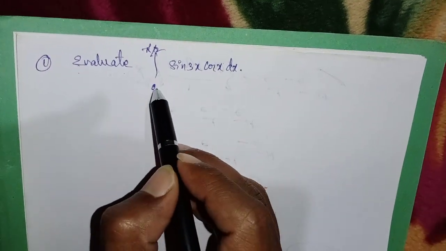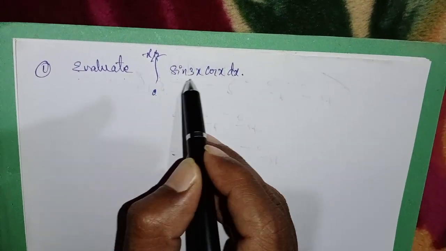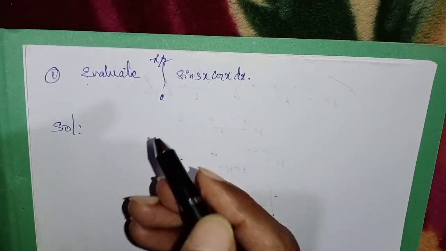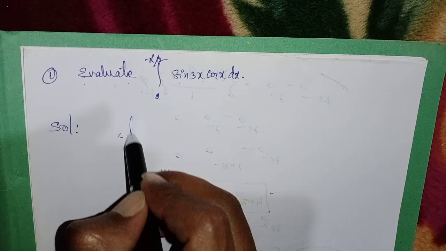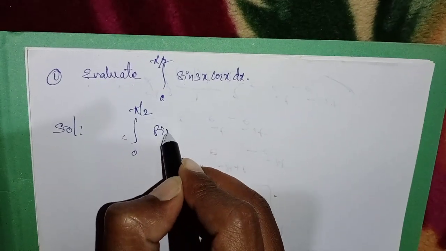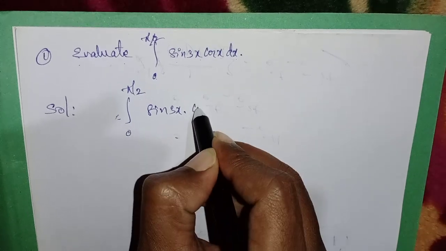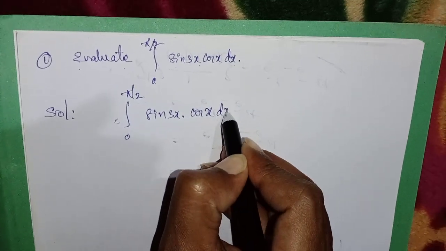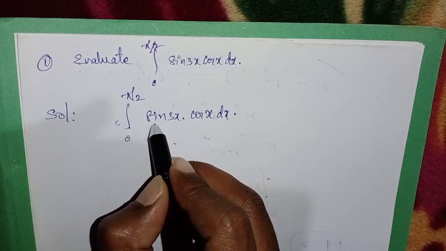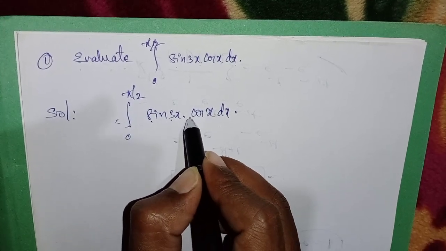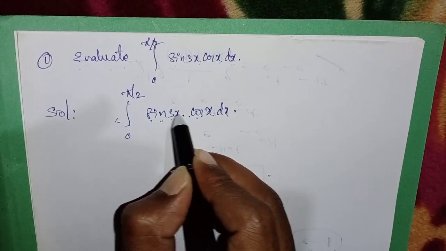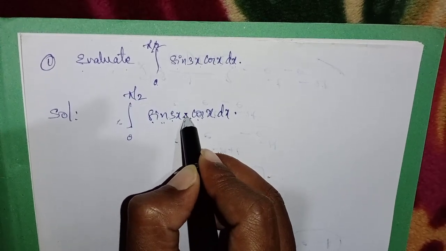Evaluate the integral from 0 to pi by 2 of sine 3x into cos x dx. Solution. It is given that the integral is from 0 to pi by 2 of sine 3x into cos x dx. Observe here we have an integral and sine 3x into cos x. These two are trigonometric functions. These two are in multiplication form.